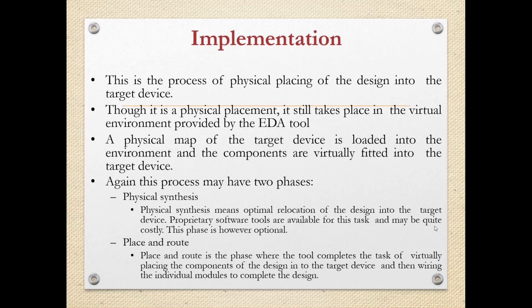Then the next thing is implementation. So this is the process of physical placing of the design into the target device. Though it is a physical placement, it still takes place in a virtual environment provided by the EDA tool. A physical map of the target device is loaded into the environment and the components are virtually fitted into the target device. So again, this process is in 2 phases: physical synthesis and then place and route. The physical synthesis means optional relocation of the design into the target device, and proprietary software tools are available for this task and may be quite costly.